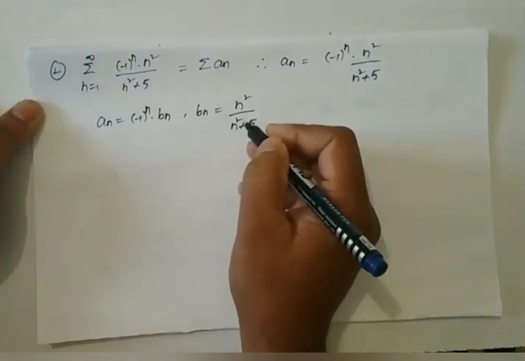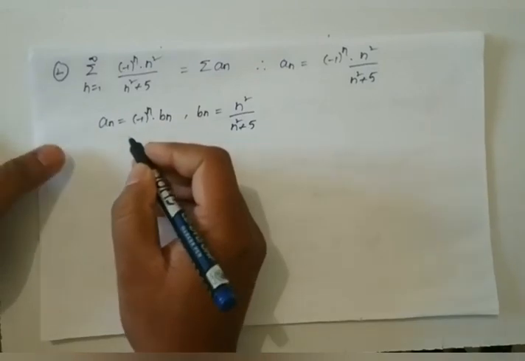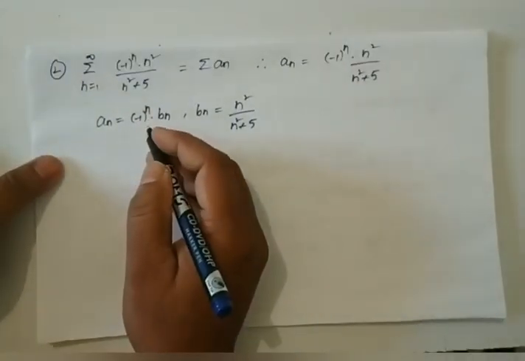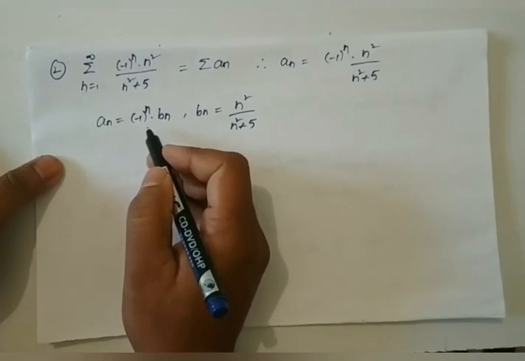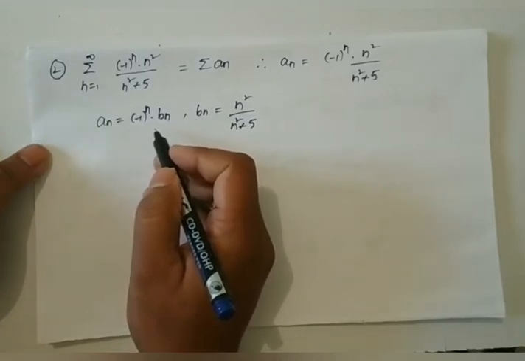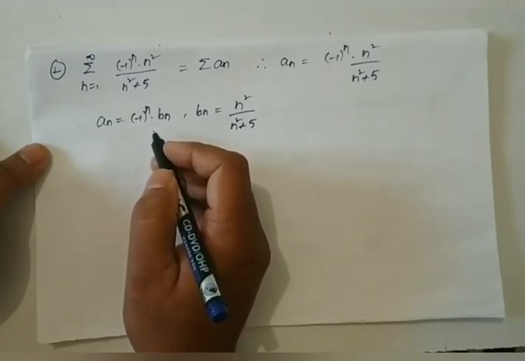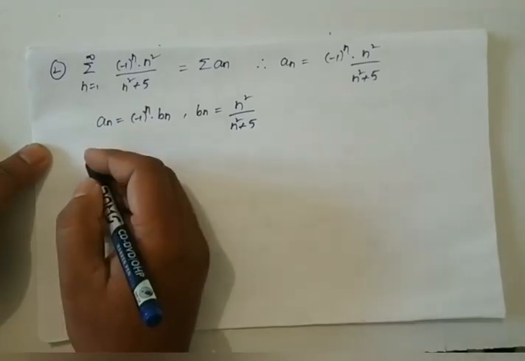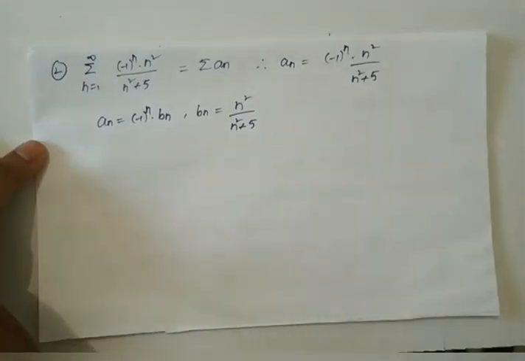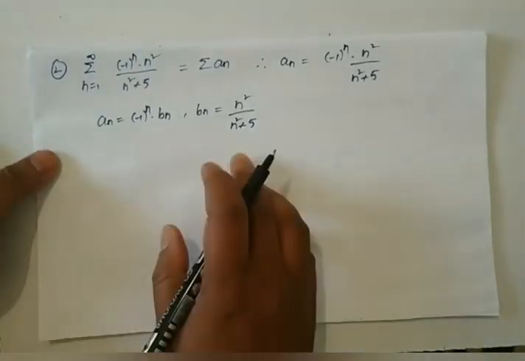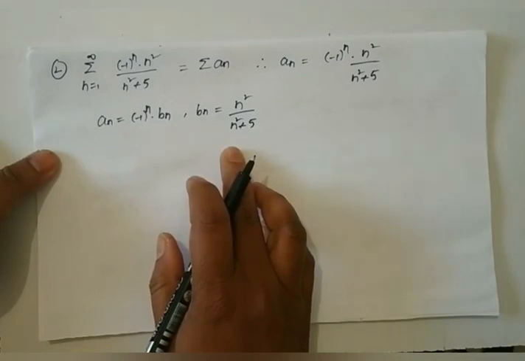You observe that the given series is an alternating series, because the series is in the form of minus 1 whole power n bn. So now let us use the alternating series test. For this, first let us check the first condition. What is the first condition? That means bn is greater than 0 or not. Check the condition bn greater than 0 or not.